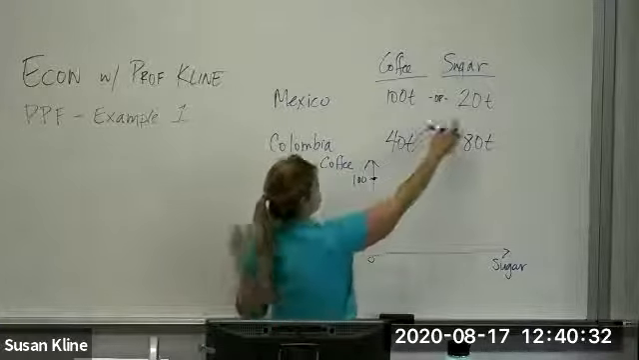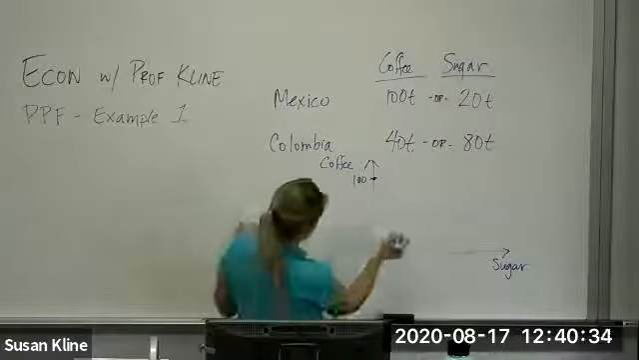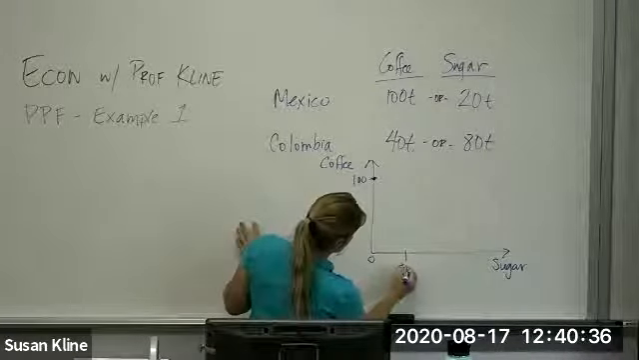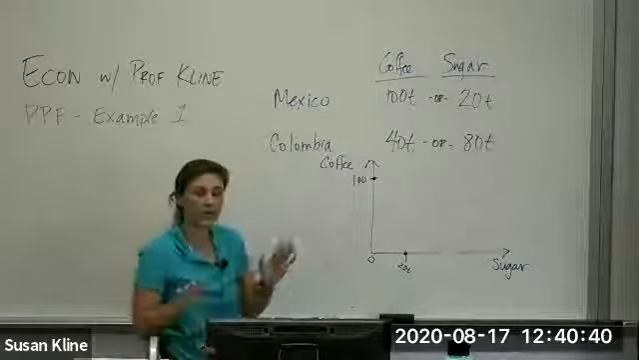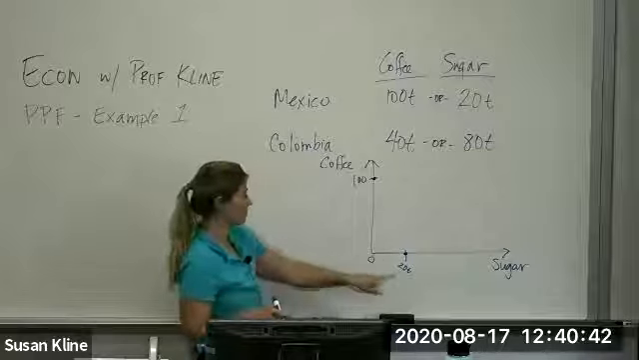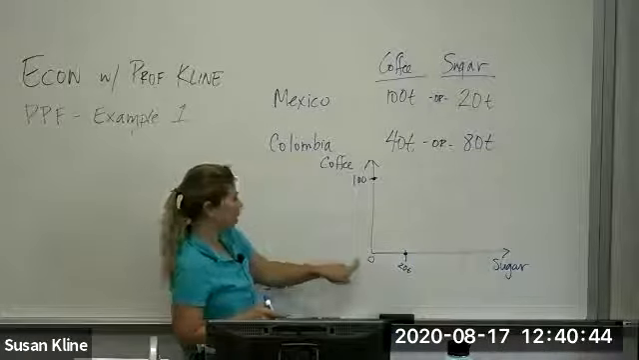Or they could produce 20 tons of sugar, so we'll call this 20 tons. And again, this is a point of what they could produce. If they put all of their resources towards the production of sugar, then they get no coffee.